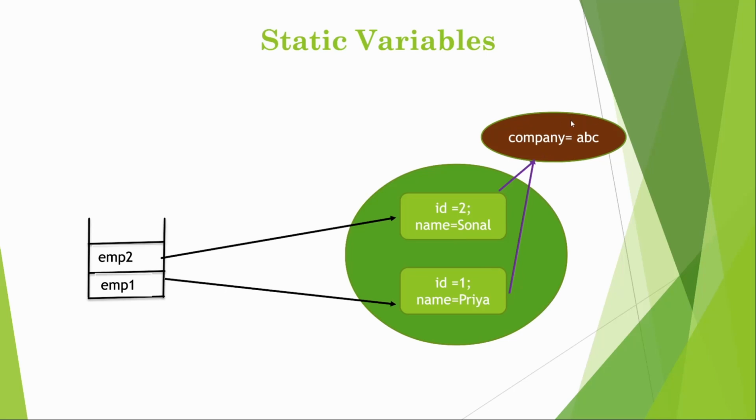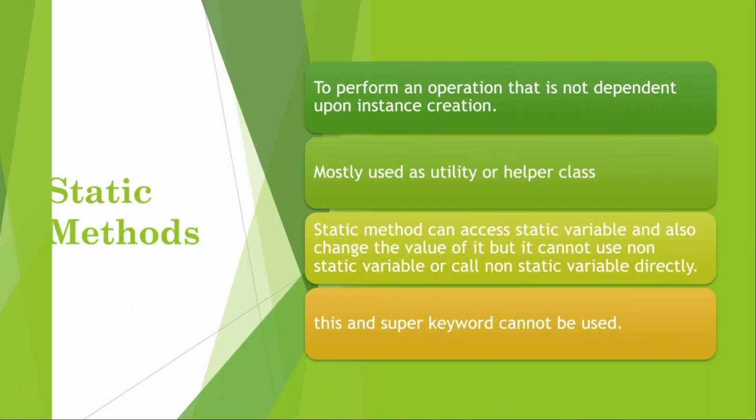Why do you need a static variable? Because why have two variables when both of the employees will have this as common? So whatever you want to keep common between all the objects, you can keep it as static programmatically.